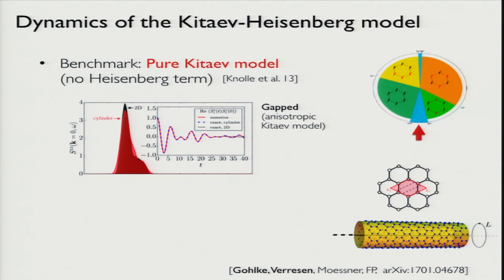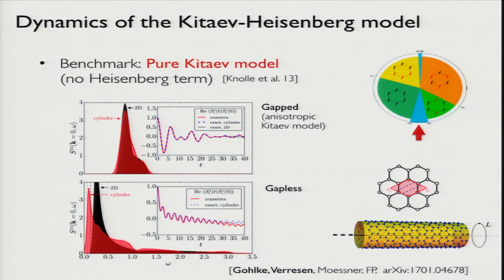If we then take this data and do a Fourier transform to get S of k and omega, this is what we get, and this is comparing the data that we get from a cylinder to the exact data on the 2D plane. And here we see that in this case, the agreement between the numerics and the exact solution is quite good. And here, in fact, we just tuned the Kitaev phase into a gapped spin liquid by adding certain anisotropies to it. But if we go to the isotropic case where it's gapless, the data still agrees reasonably well.